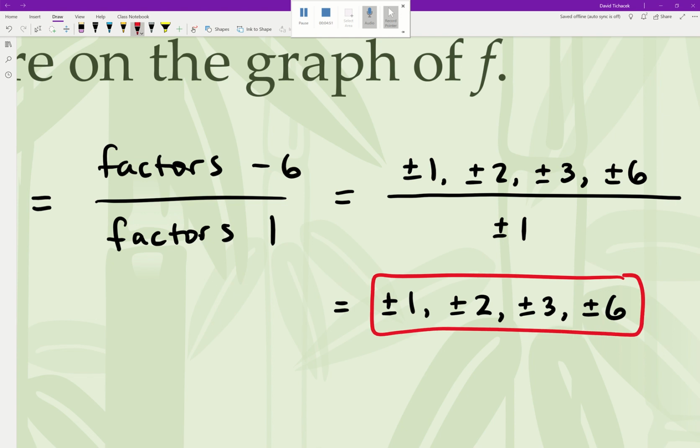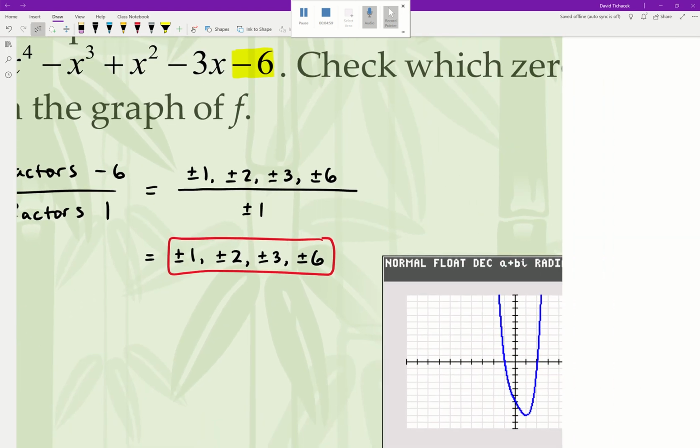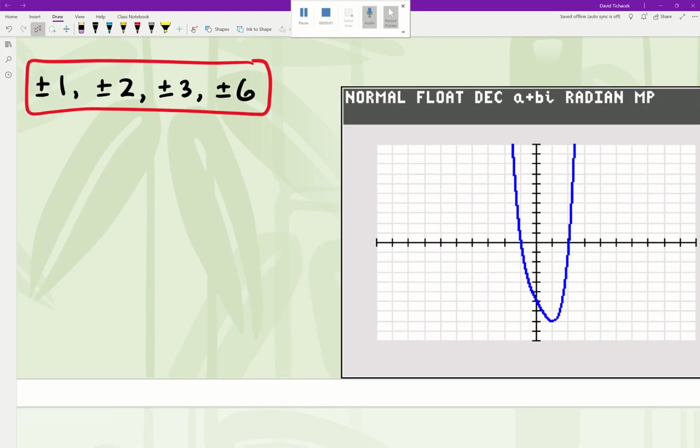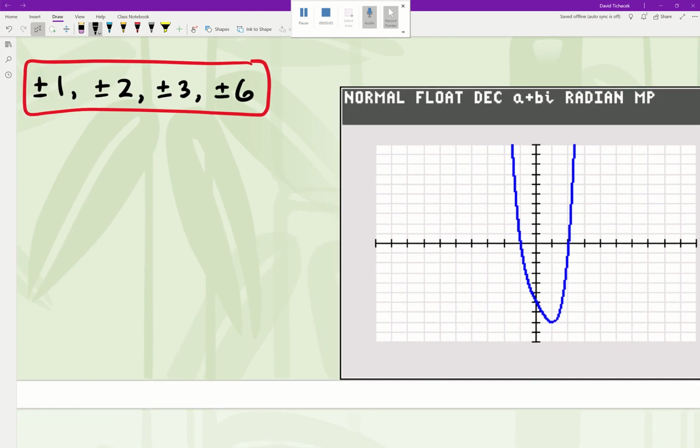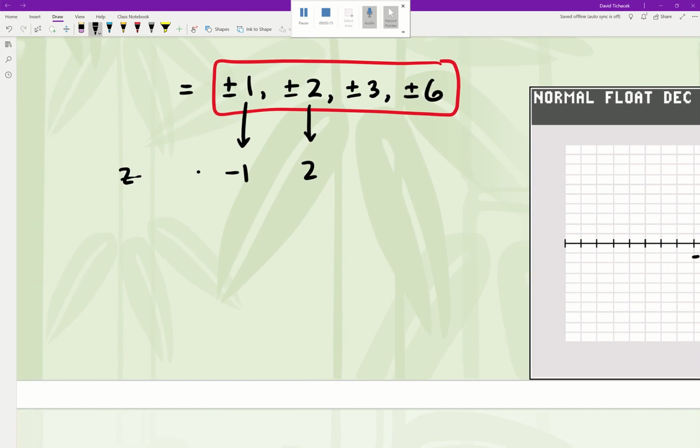Now, only some of these applicants are actually going to get the job of being a 0 of our polynomial. Before we get into the other parts of the process, we can take a look at the graph, which I already have prepared here. We can see that we cross the x-axis in these two locations: we cross here at -1, and we cross here at +2. And those are candidates that live in my list right here.